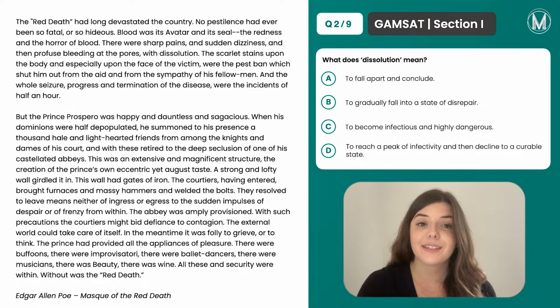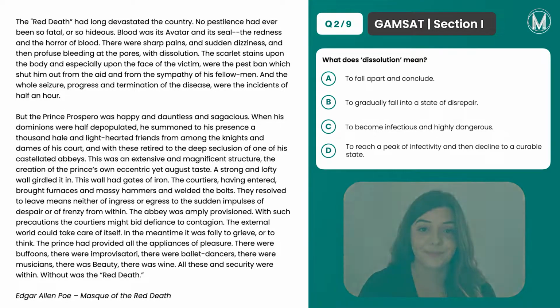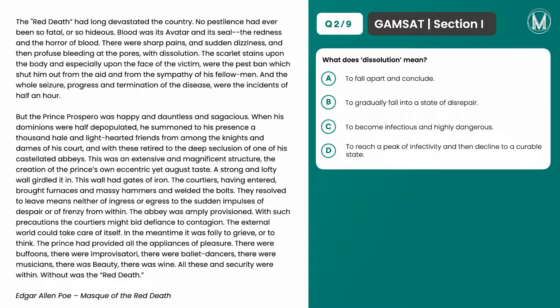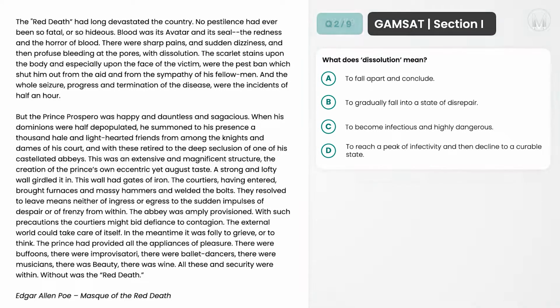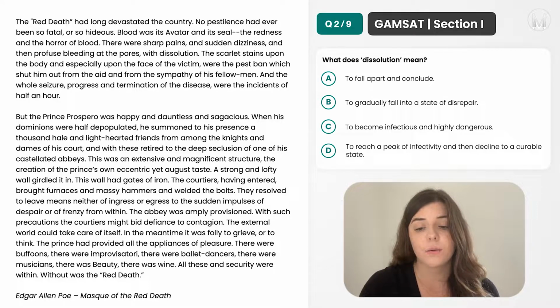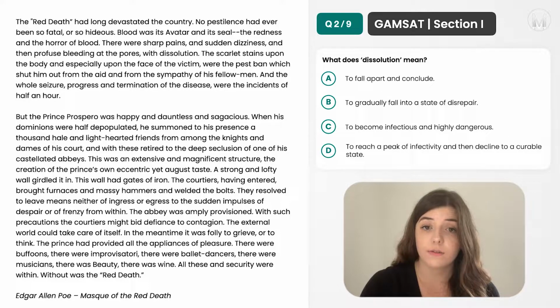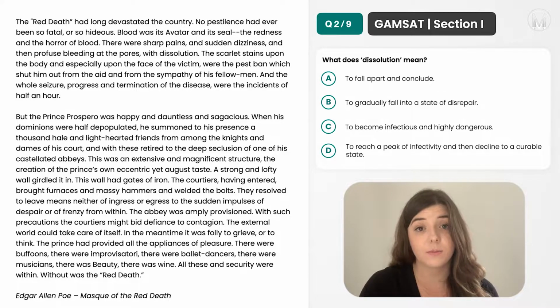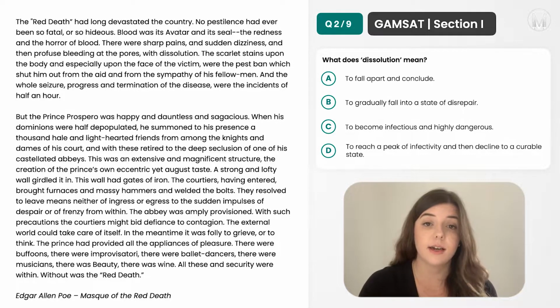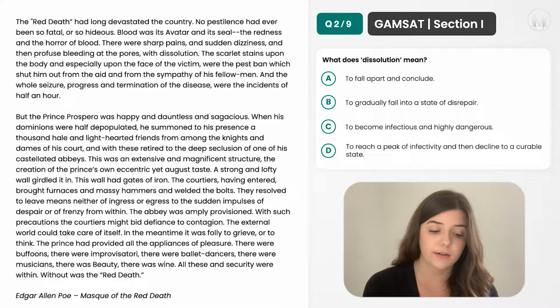Now moving on to question 2, again if you'd like to pause the video at this point and have a go at answering question 2. So question 2 asks us, what does dissolution mean? So you might already know the definition of dissolution, and therefore the answer is going to be quite easy for you. But if you don't, you're going to need to rely on the text. So try to find the context of the use of this word and look around it for any more clues that might help you understand the meaning.